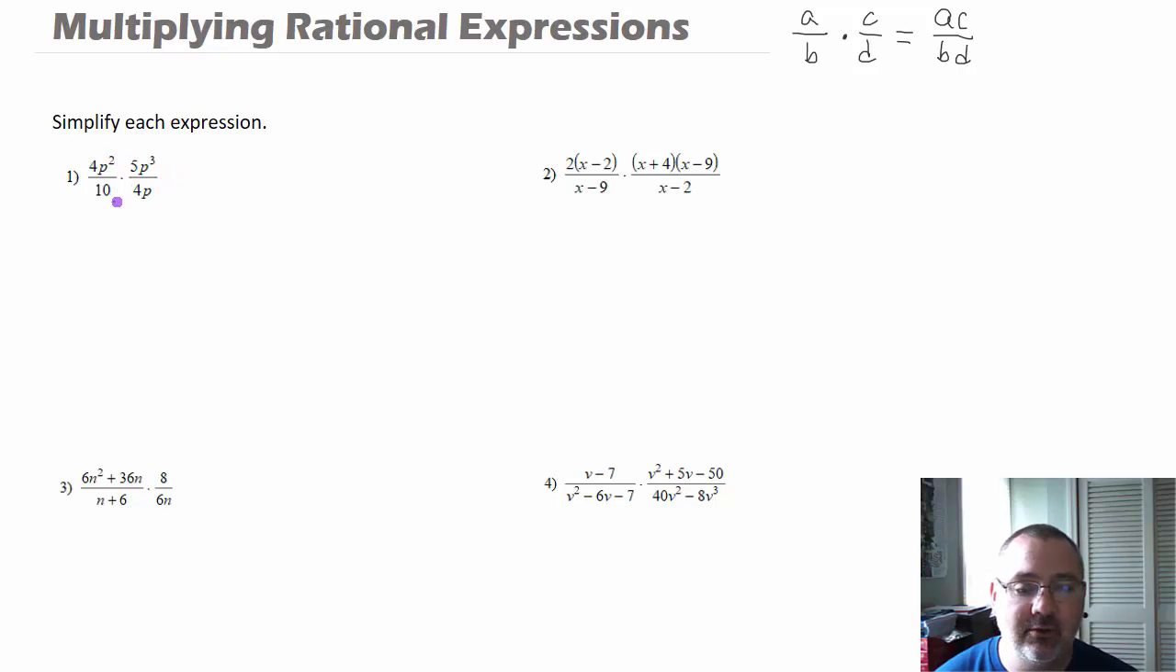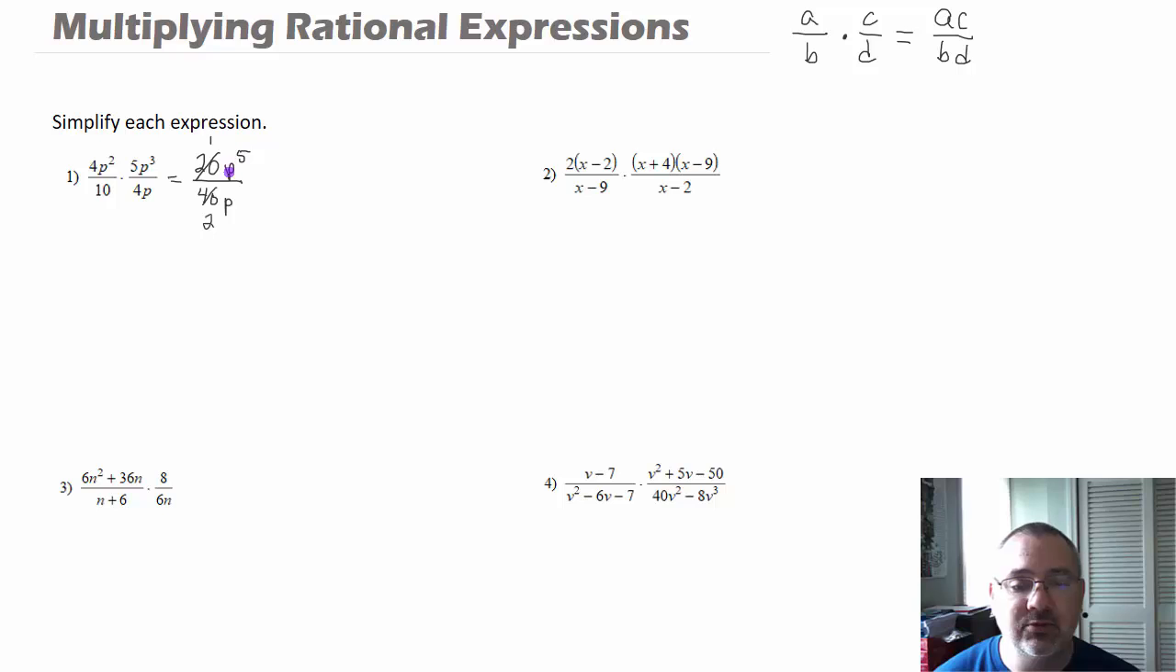We have 4p squared over 10 times 5p cubed over 4p. So, using this idea of multiplying the numerators together, 4 times 5 is 20. P squared times p to the third is p to the fifth. Over 10 times 4 is 40p. And then what we can use is the strategies that we saw when we were simplifying rational expressions. Look for common factors. Well, what divides into 20 that also divides into 40? 20 does. So 20 goes into 20 once. 20 goes into 40 twice.